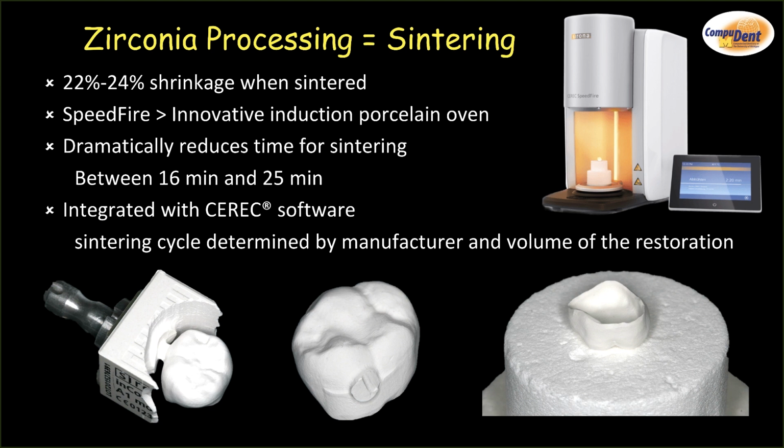Now, when you go into processing the zirconia, we know we're going to get a lot of shrinkage with it, 22 to 24%. That's important to understand because that's what the barcode on the block is all about. It programs our CEREC software to expand the design enough so that when it's sintered in the SpeedFire oven, we get a really good result. You can see the sintering takes quite a bit longer than the matrix firing did. But remember, we can mill these in about 4.5 to 5 minutes, so not a huge difference in the time it takes.